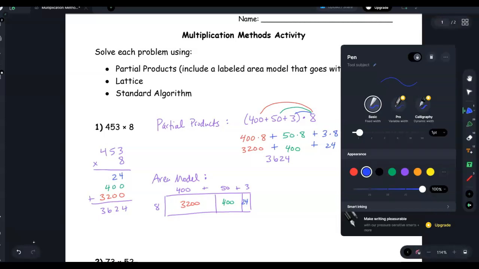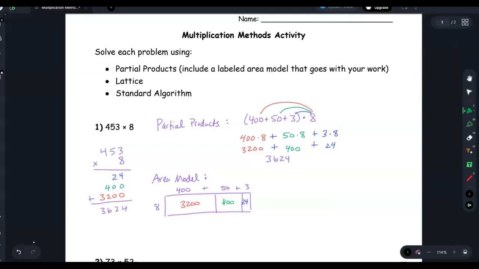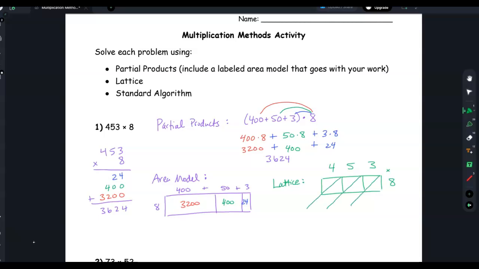And then let me go ahead and go through the lattice method. So 453 is my longer number, so it's going to go across the top. So I'm going to have 3 boxes going this way. And then since this is a single digit number, just 1 box going that way, but I am going to go ahead and draw my diagonals in each of these.